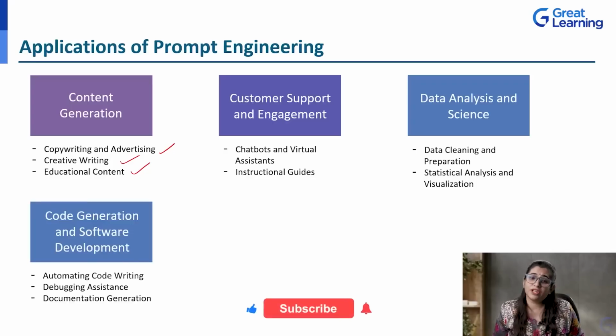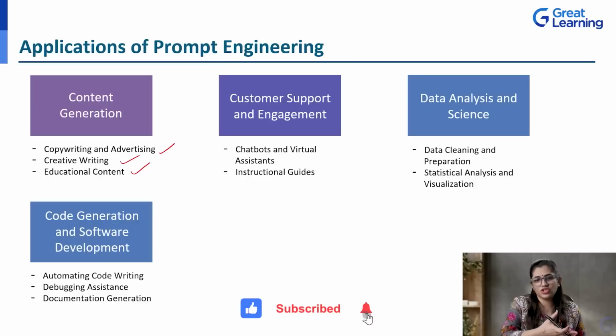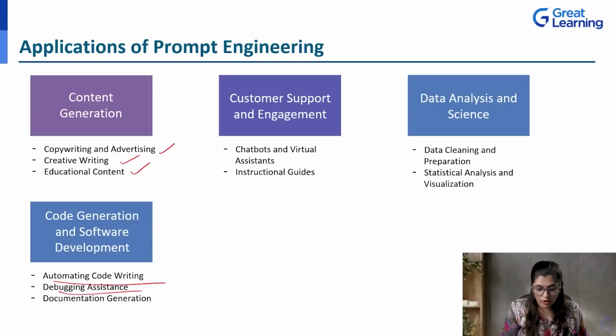Then the application comes under code generation and software development, that is, automating your code writing, debugging, and documentation. All these, using ChatGPT or generative models, can make your life easy. They can generate code for you, whatever you are looking for. But you have to be very specific and very clear about what you want, so that your response from ChatGPT, your generative models, is customized based on your prompts.